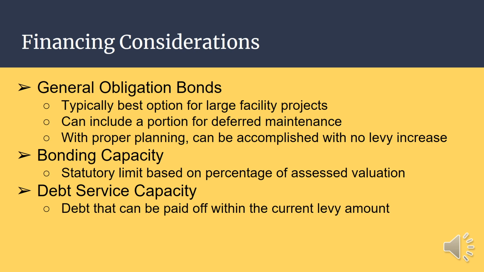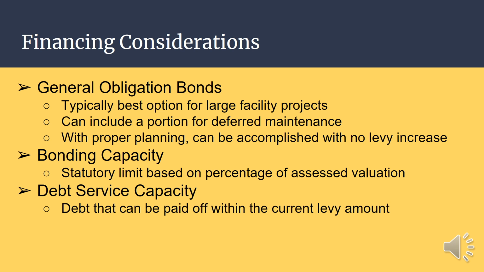At this point, I want to discuss with you how we would finance any facility improvements moving forward. And the most typical way to do that is through general obligation bonds, where the community votes on a bond issue, and that allows the district to borrow money up front to make the facility improvements and then pay for them over a period of 15 or 20 years through our debt service levy.